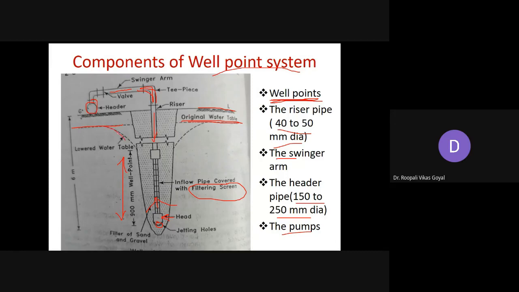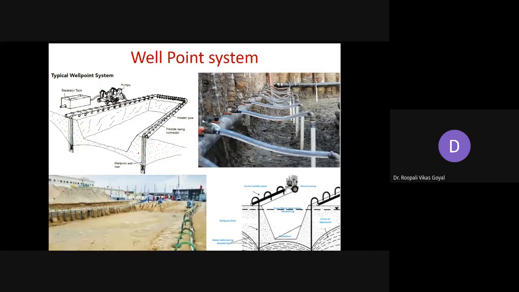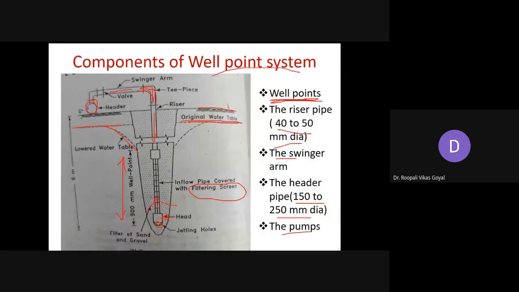So this is the drawdown curve that can be obtained. Okay, so here these are some of the real pictures. Here you can see this is a header pipe, and this is your swinger arm, and this is your common head point, that is, your common large diameter header pipe.